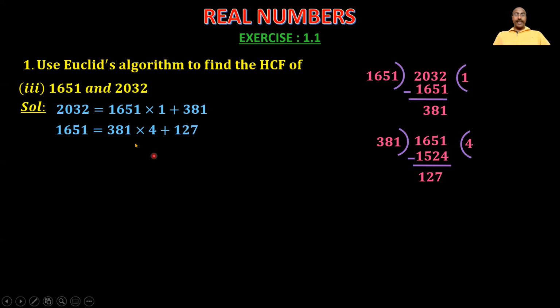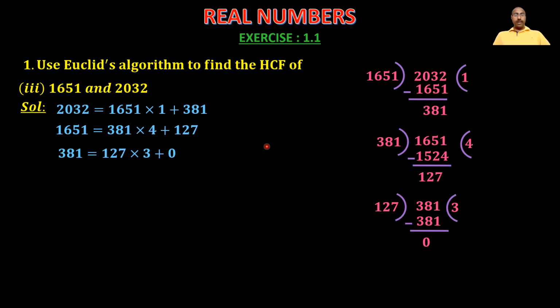Now again, take 381 as dividend and 127 as divisor. 127 threes are 381. So now the remainder is 0. So we can write 381 is equal to 127 into 3 plus 0. Therefore, the HCF of 1651 and 2032 is 127.